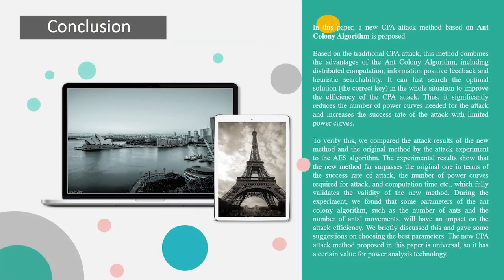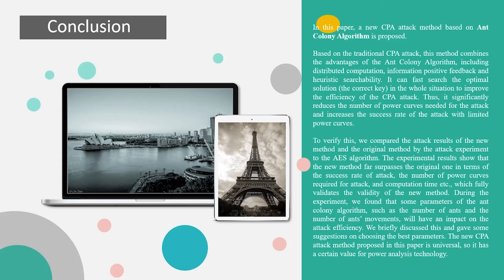Finally, I'll give a brief conclusion of our paper. In this paper, a new CPA attack method based on the ant colony algorithm is proposed. Based on the traditional CPA attack, this method combines the advantages of the ant colony algorithm, including distributed computation, information positive feedback, and heuristic searchability. It can quickly search the optimal solution in the whole situation to improve the efficiency of the CPA attack. Thus, it significantly reduces the number of power curves needed for the attack and increases the success rate of the attack with limited power curves.